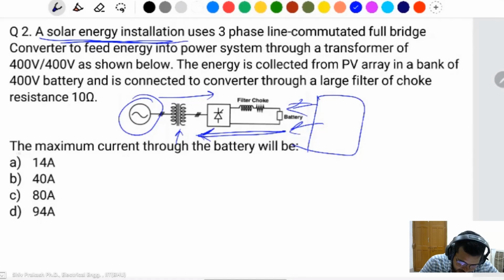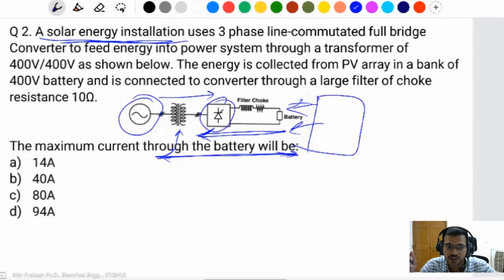Then it says the maximum current through the battery will be maximum current. When is maximum current flow? When this output is 0 in some time, because of the sinusoidal, there is some waveform passing through the 0. At the point of 0, that time maximum current flows, because the circuit is complete, like 0 is the 0 and battery is only present.